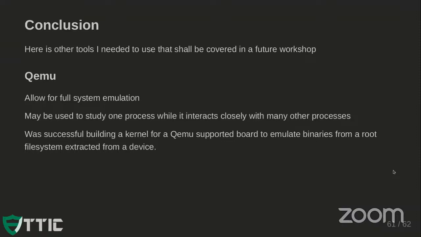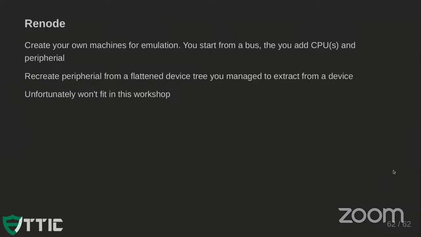So what I came up with instead is I used QEMU and system emulation. The way I made it work is I used a framework called Buildroot to build my own kernel, and I tried to build a kernel as similar as possible to the kernel on the device I'm working on. I extracted the root file system from that device and emulated the whole thing on QEMU, and it did work. Another tool you can use for that purpose is called Renode.